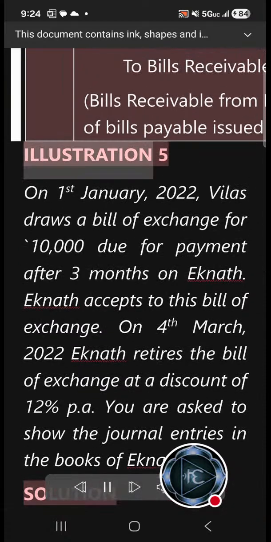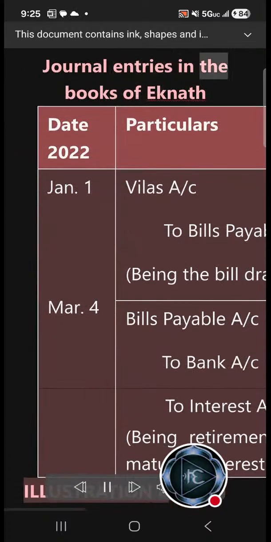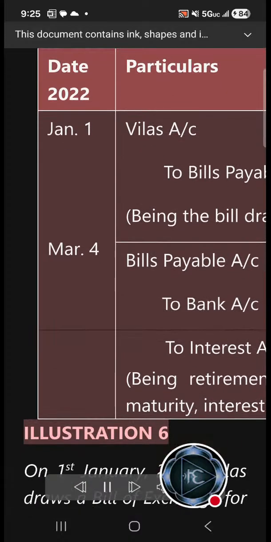Illustration 5. On January 1st, 2022, Vilas draws a bill of exchange for 10,000 due for payment after 3 months on Aknoth. Aknoth accepts this bill of exchange. On March 4th, 2022, Aknoth retires the bill of exchange at a discount of 12% PA. You are asked to show the journal entries in the books of Aknoth. Solution. Journal entries in the books of Aknoth. Date. 2022. Particulars. Debit. Credit.